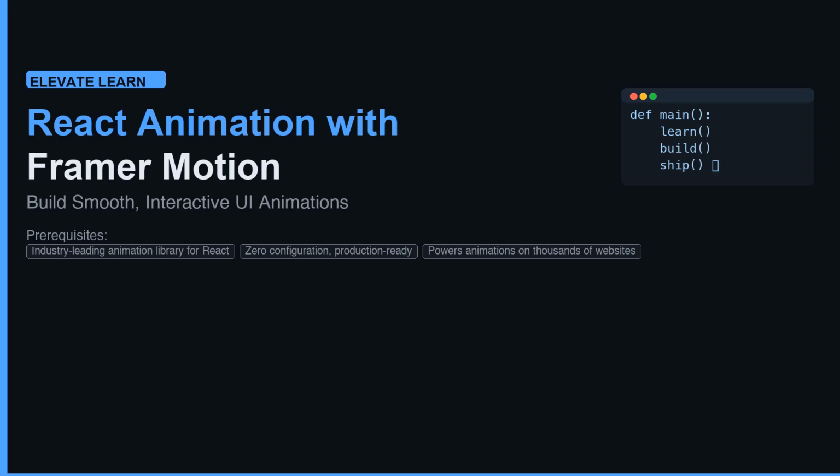Welcome to Elevate Learn. Today we're diving into Framer Motion, one of the most powerful animation libraries in the React ecosystem. Whether you're building micro-interactions, page transitions, or complex gesture-driven animations, Framer Motion makes it incredibly simple. This library is used by top companies worldwide to create that polished, professional feel that sets their apps apart. By the end of this video, you'll be able to create smooth animations that respond to user interaction and bring your React applications to life.